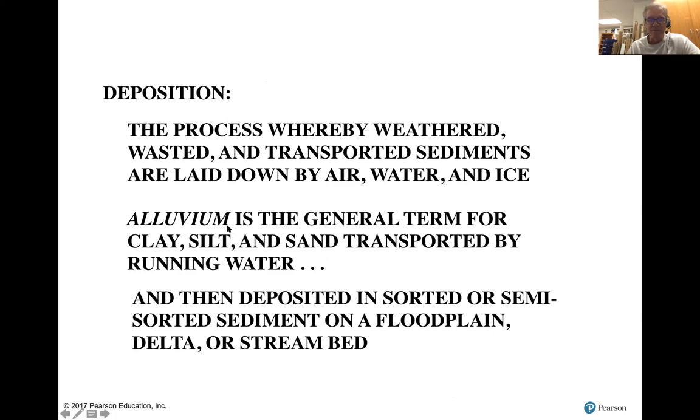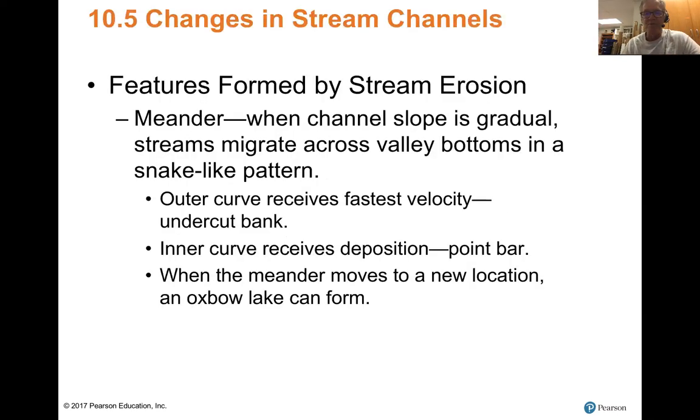And then this alluvium is transported and then deposited, and it's sorted, usually by weight. So the heavier material is deposited first, the finer material flows out farther into the floodplain or the delta or the stream bed. Okay, so then we'll stop here and then pick up on stream features that are formed by stream erosion.